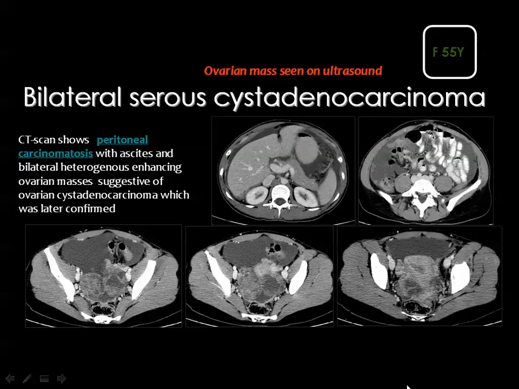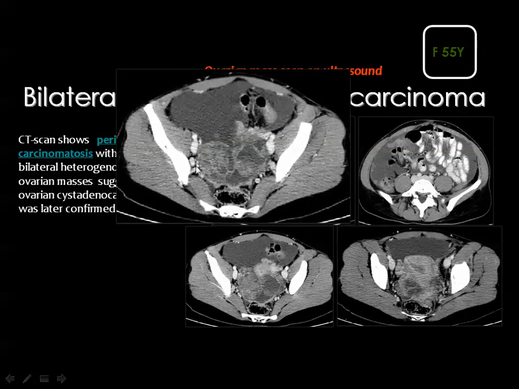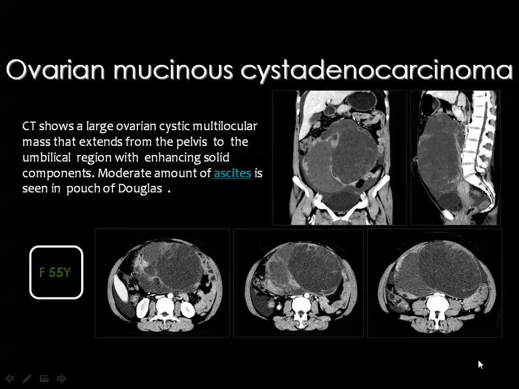And it's known in the literature that serous cystadenocarcinoma usually occurs in both ovaries, as bilateral disease. And you can see here you have two lesions in both ovaries. Both lesions are cystic, but they contain solid components. And this is also now an example.